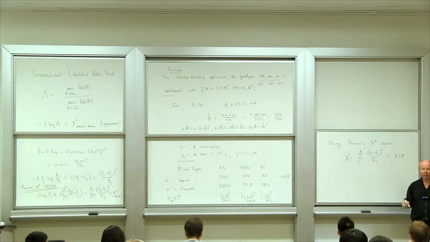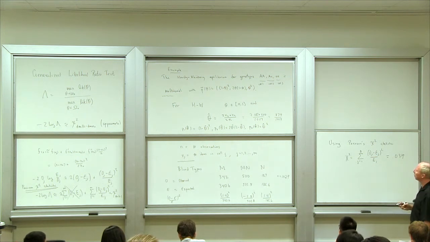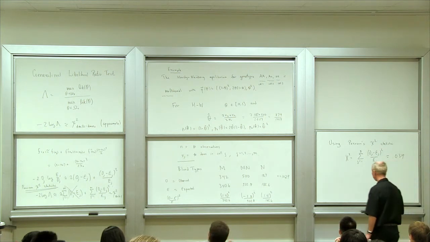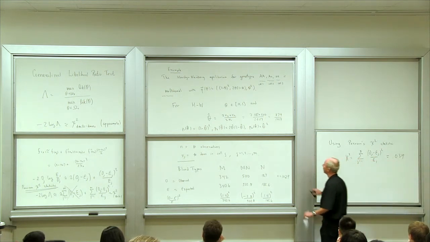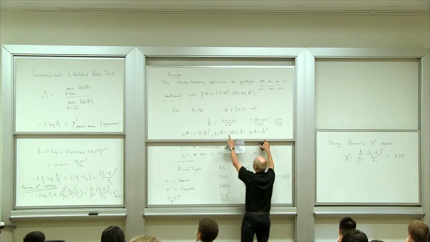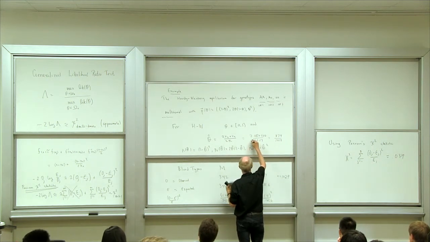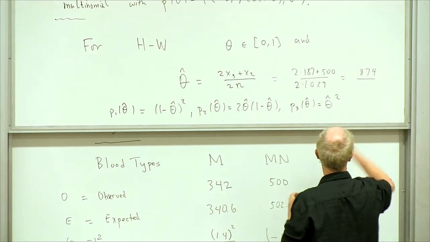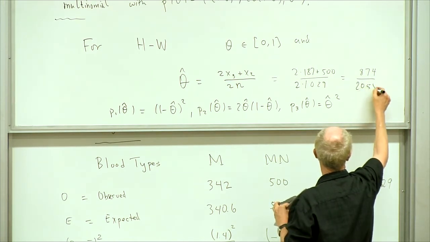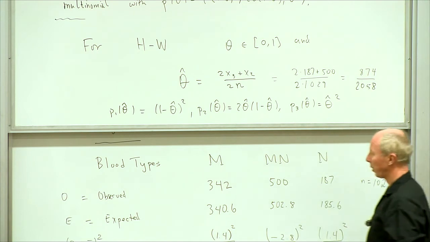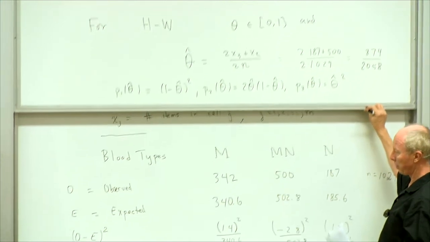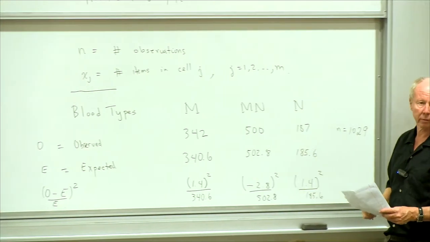Yeah? The theta hat, is it 2 times 1029 in the denominator? Oh, yes, it's 2 times that. Sorry. Yeah, 2n. I'm sorry, I forgot the 2. So this would be 2058. Okay. But I did give the correct values though for these data. Thanks.